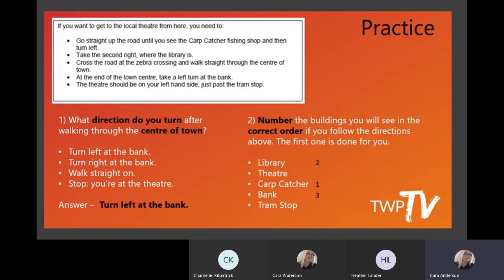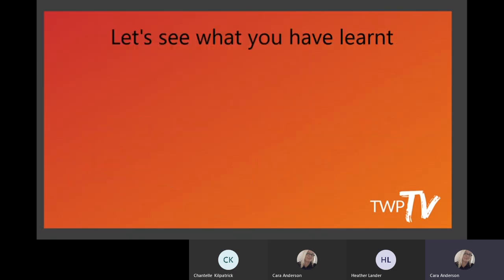Heather's gone with the bank. Excellent. Well done. What's number 4? Heather's gone with the theatre. Excellent. Well done. And number 5. What's the last thing you're going to see? Well done, Chantal. You got the theatre as well. And yeah, transport. Well done.